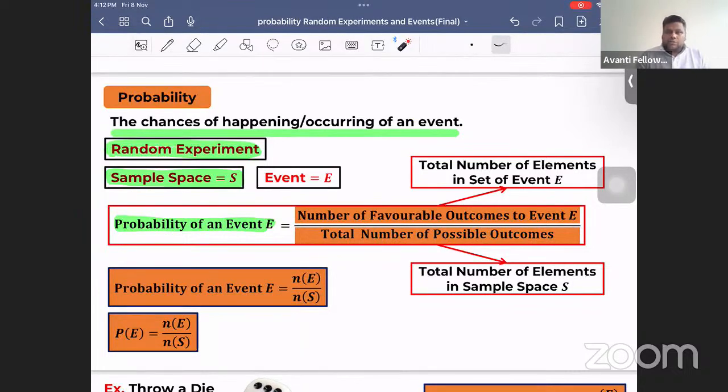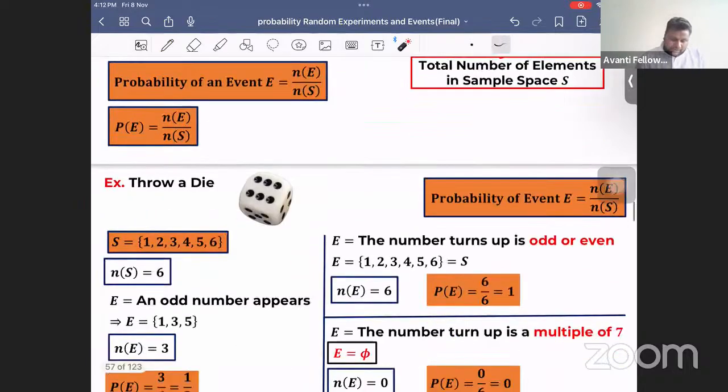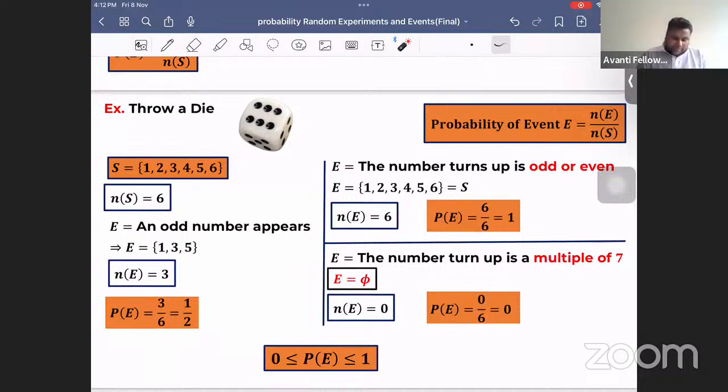Got it? So the probability of an event E is the number of favorable outcomes to the event E upon the total number of possible outcomes. So that is NE upon NS. Like if you throw a dice, what is the probability of getting an odd number? There are three odd numbers, 1, 3, 5. Total number of outcomes are 6: 1, 2, 3, 4, 5, 6. So the probability of event E is favorable 3 upon total 6, that is 1 by 2.